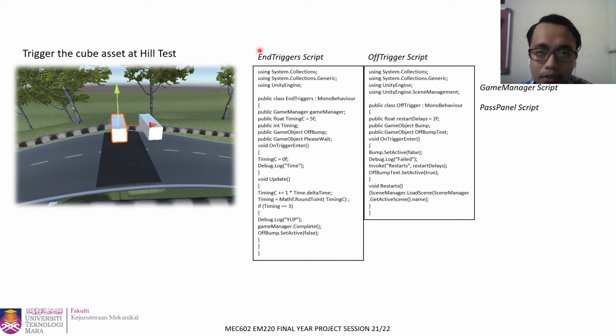This was showing the trigger cube at the hill test. Based on this in trigger script, when the car tire is on the bump, the car needs to stay on that reading for 3 seconds. Then the game manager will be called and the pass panel will appear, and the off trigger will be off based on this script. Then if the car fails to stay within 3 seconds, the off trigger will be active and the game will be restarted.